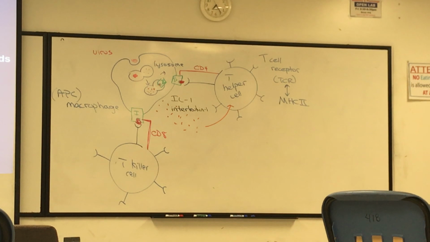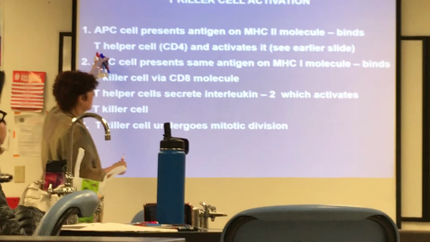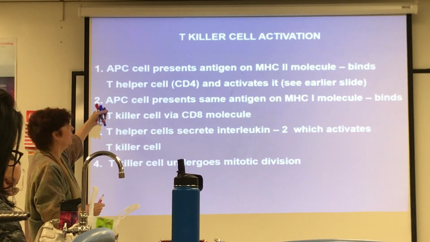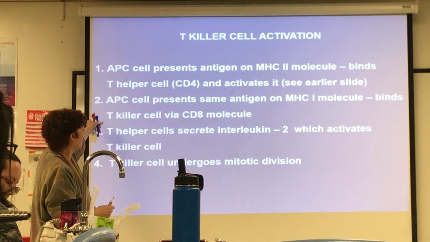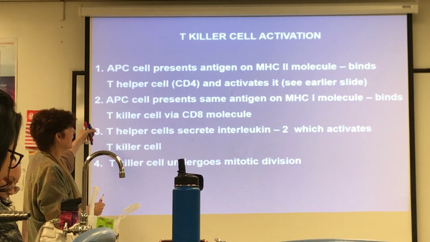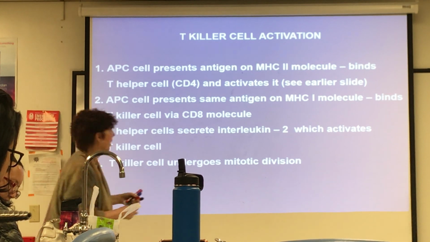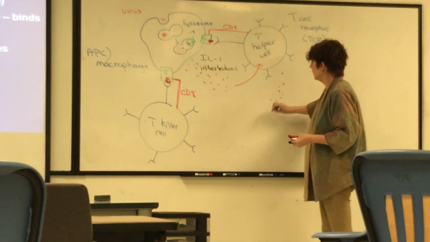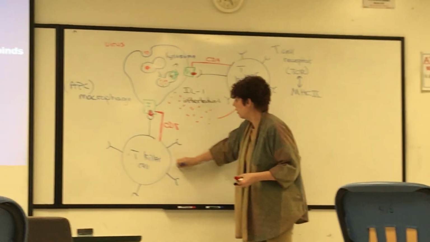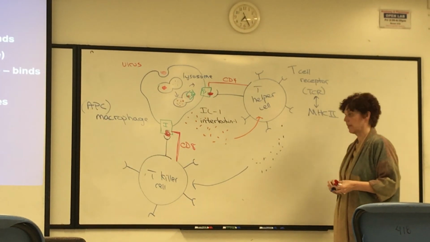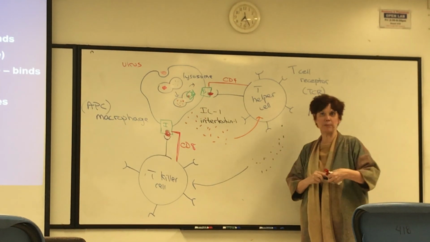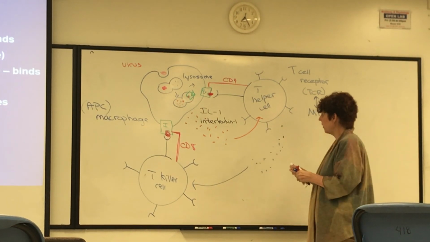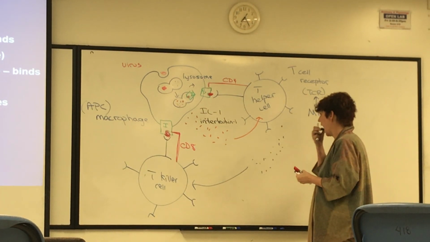All right, so our APC antigen is presenting that MHC-2 molecule, which bound to the T helper cell. That's what we did there on the first thing on the right. Now, the MHC1 molecule is presented to the T killer cell, okay? So the T helper cell now is activated, and it's releasing its own molecules, which go to the T killer cell. And this is a different interleukin. It's still between white blood cells. So these molecules are interleukin-2.